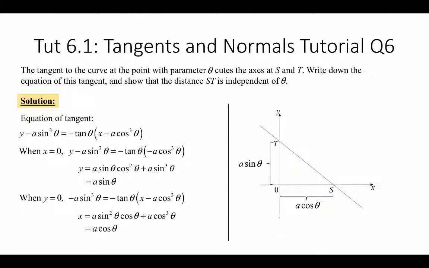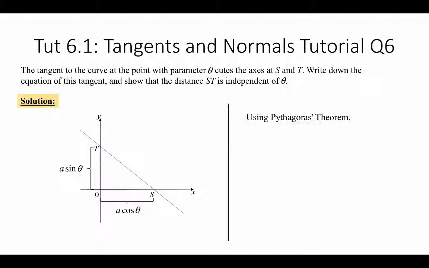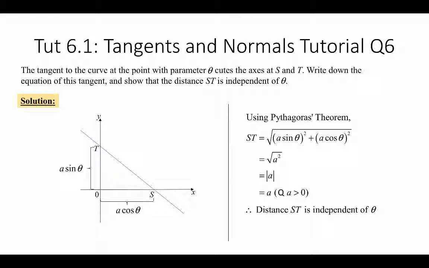Now, if we are looking for the distance ST, using Pythagoras' theorem, we can find ST using the square root of (a sin theta) squared plus (a cos theta) squared. Simplifying this, we get the square root of a squared, which will give us modulus a, but since a is known to be a positive constant, our ST is simply equal to a, and we have shown that it is independent of theta.